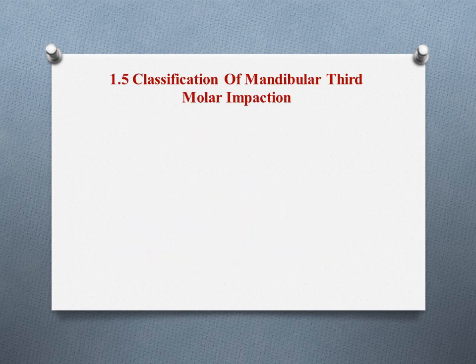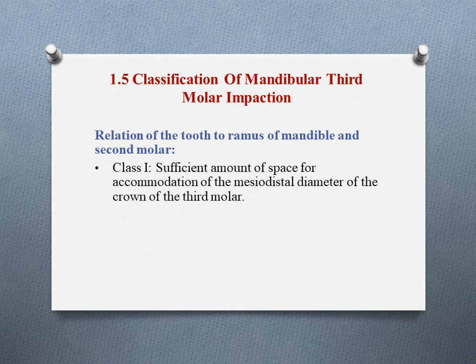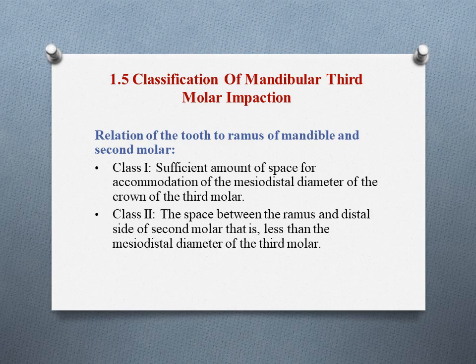Classification of mandibular third molar impaction. The classification by Bell and Gregory is widely used for predicting the difficulty of extraction of an impacted lower third molar. According to the relation of the tooth to the ramus of the mandible and the second molar: Class 1, a sufficient amount of space for accommodation of the mesiodistal diameter of the crown of the third molar. Class 2, the space between the ramus and the distal side of the second molar is less than the mesiodistal diameter of the third molar.